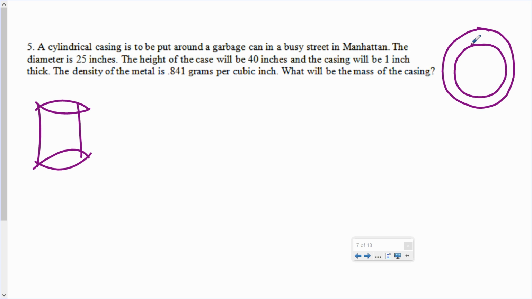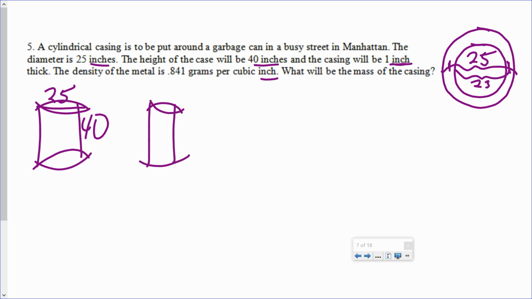The diameter is 25 inches. So let's just check units. Inches, inches, inches, cubic inch. So my units are good. I don't have to do any conversions at the beginning here. So the diameter is 25. The height is 40. And the casing will be 1 inch thick. So what that means is this is 1 and this is 1, which makes the inner diameter 25 minus 1 minus 1, which is 23.